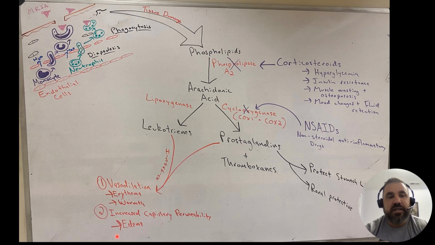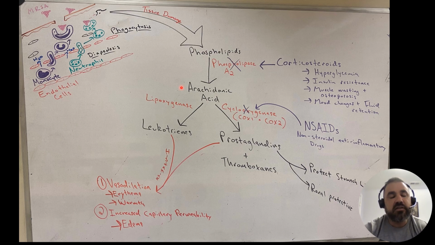So, inflammation, how does it work? Well, it could be from any kind of infectious or non-infectious tissue damage. In this case, we're showing a MRSA infection breaching the skin, causing tissue damage. When these cells are damaged, they release things called phospholipids that make up the cell membrane. These are then broken down by an enzyme called phospholipase A2 into one fatty acid called arachidonic acid.